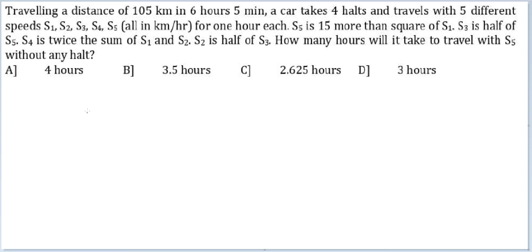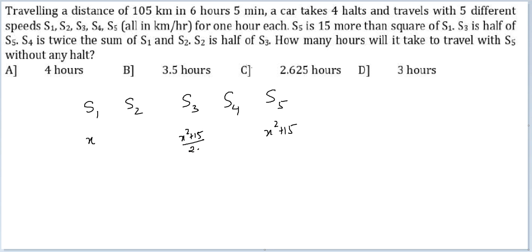So we have information regarding the 5 speeds. Let me record it. S1, S2, S3, S4, S5. S5 is 15 more than the square of S1. So if I take S1 as x, S5 is x square plus 15. S3 is half of S5. So S3 is (x square plus 15) by 2.